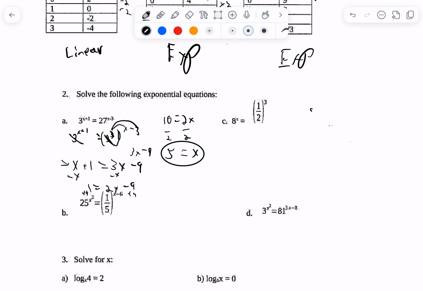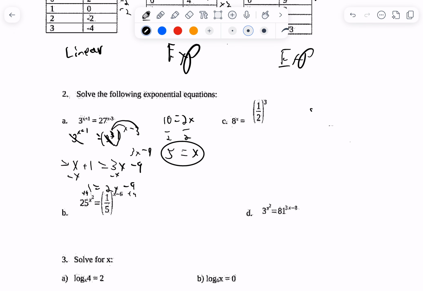So basically, let's go 8^x = 1/2. Okay, so what we want to do now is make this, since 1/2 is not going to become 8, right? That's just not going to happen. And 8 will not become 1/2, which is just also too complicated. So what we can do is meet in the middle somewhere.